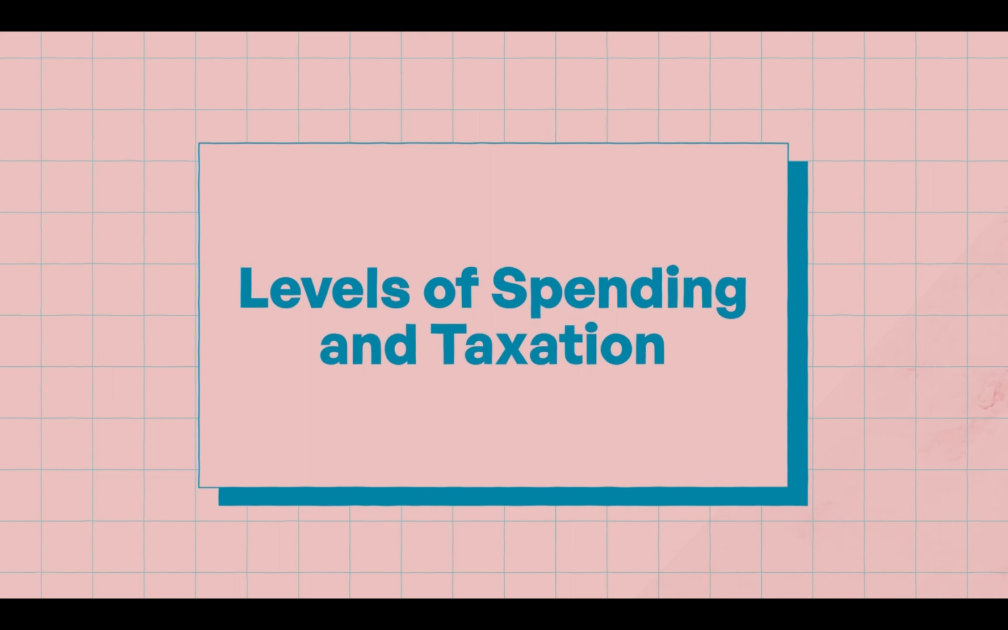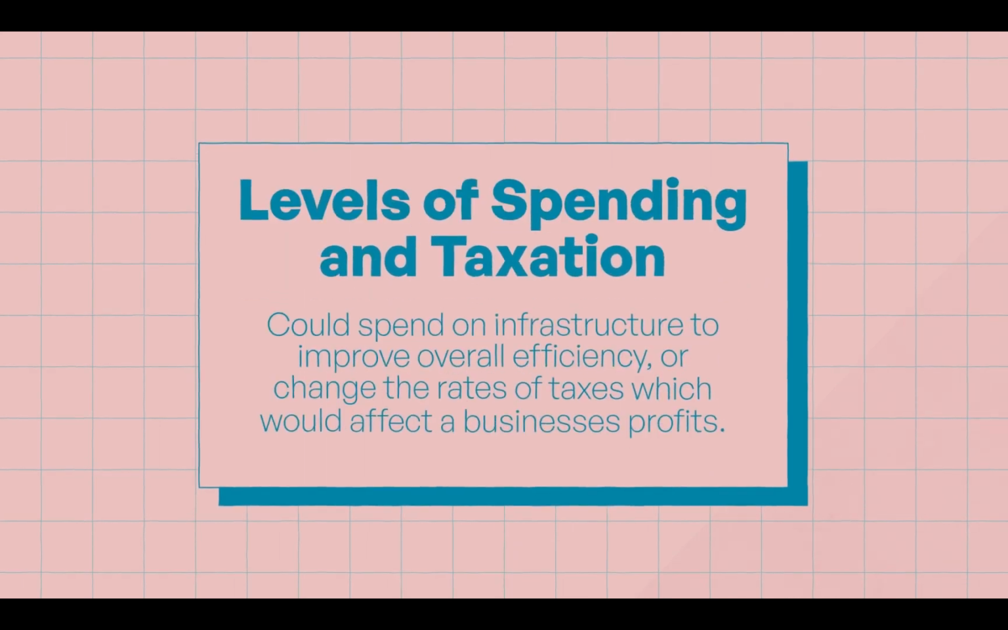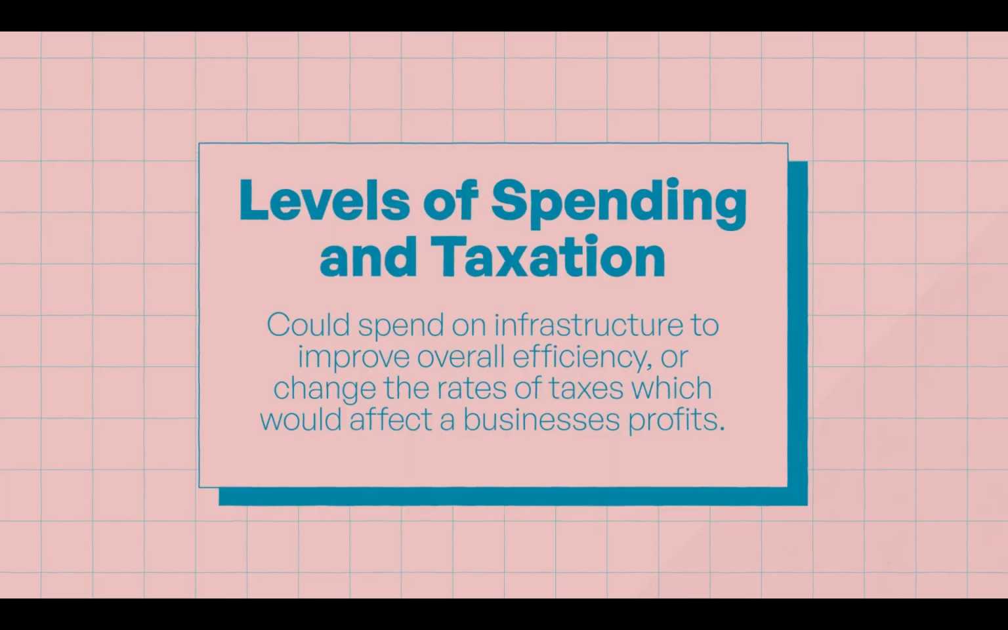Thirdly, governments can change their own levels of spending and/or taxation. They could spend on infrastructure to improve overall efficiency, maybe on roads or utilities, or change the rates of taxes such as corporation tax, which would affect a business's profits. Generally, more profit is better. Some businesses can then reinvest some of that money and hopefully expand even further.